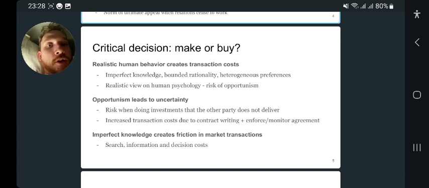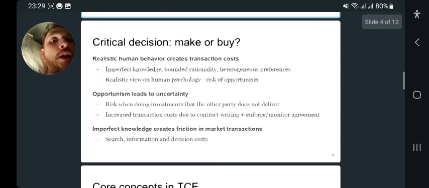And additionally, we have imperfect knowledge, which creates friction in market transactions. These are composed of search and information and also decision costs. You need to find the product, you need to decide which product to buy, etc.